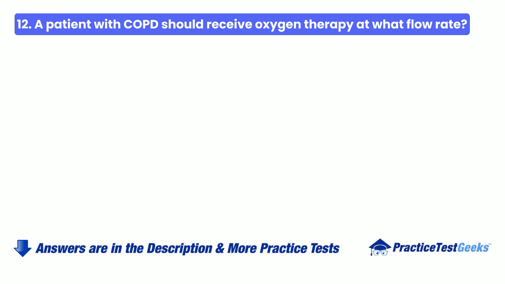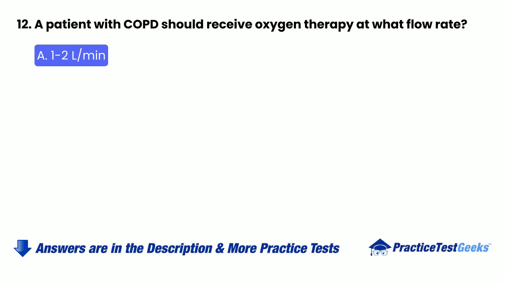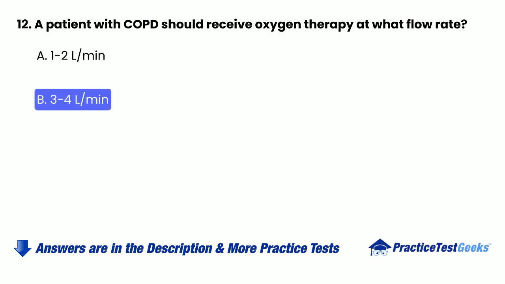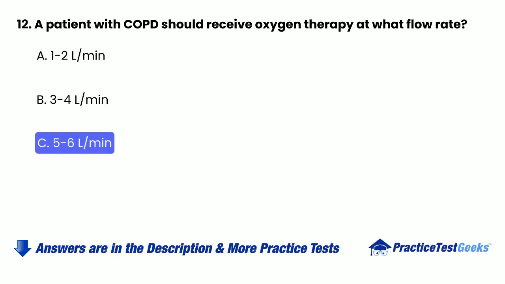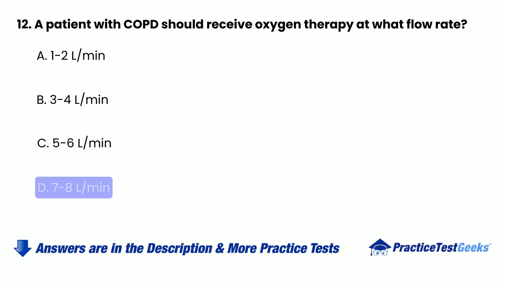12. A patient with COPD should receive oxygen therapy at what flow rate? A. 1 to 2 liters per minute. B. 3 to 4 liters per minute. C. 5 to 6 liters per minute. D. 7 to 8 liters per minute.